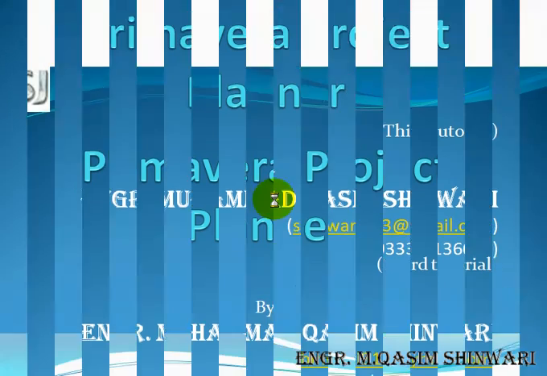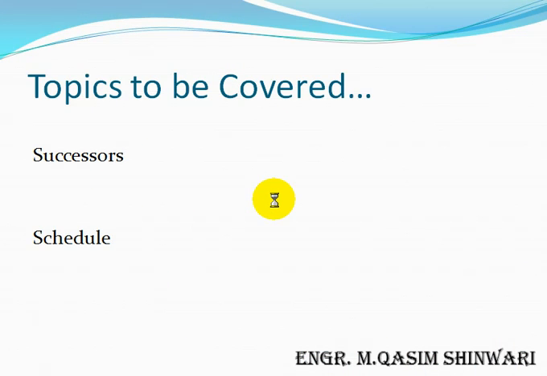So let's start. In this tutorial, the topics we will cover are successors and schedule. How to add successors? Actually, when we have an activity and we have another second activity, if we want to start the second activity after the first activity, then the second activity will be known as the successor of the first. You will understand more when we will do it practically.